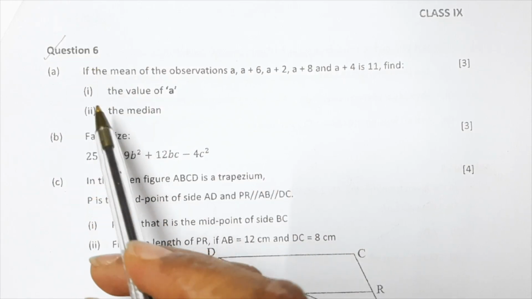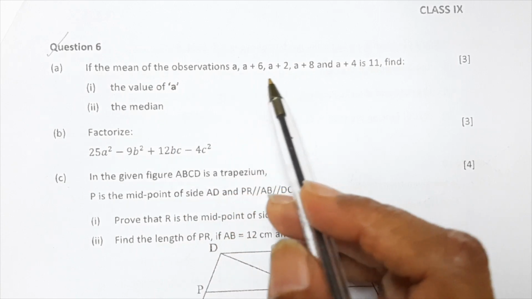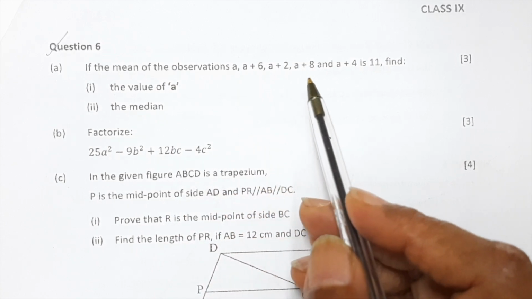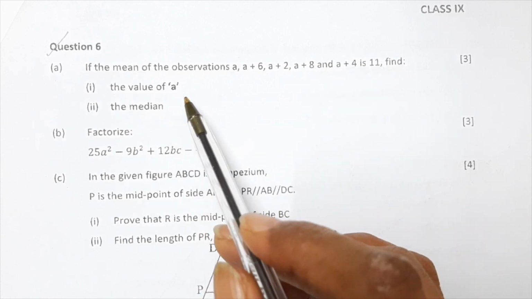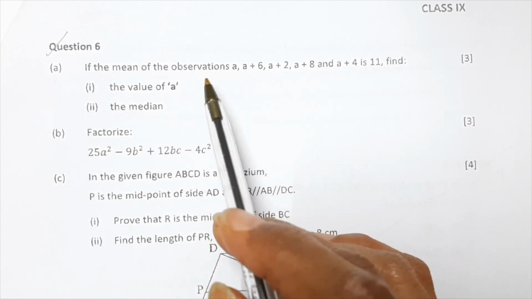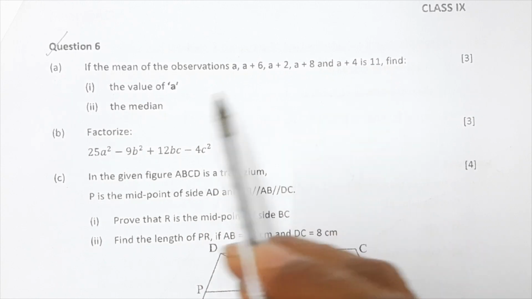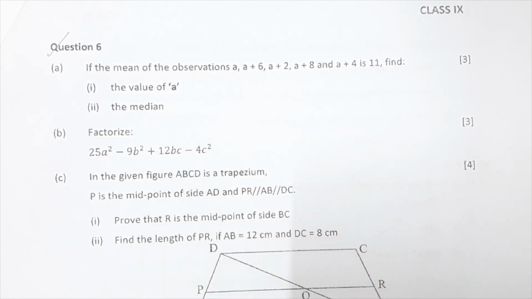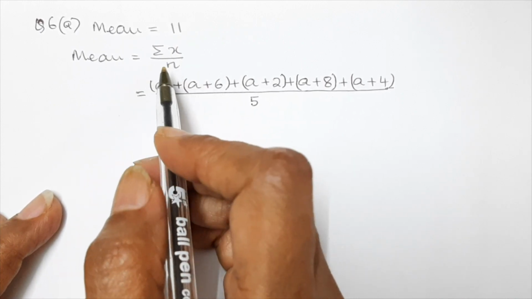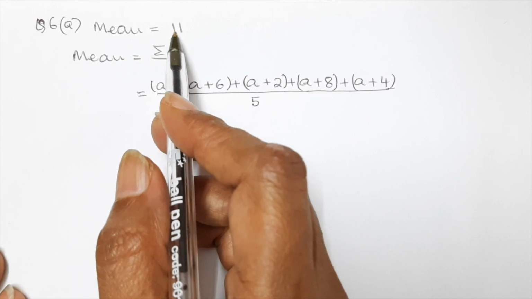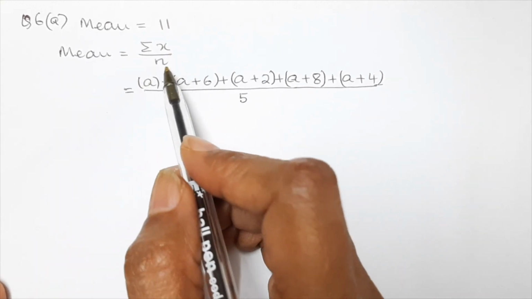Now we come to question number 6. A. If the mean of the observations A plus 6, A plus 2, A plus 8 and A plus 4 is 11, find the value of A and the median. So first of all, we will write all these observations. We'll write what is the mean, and then we'll proceed to find A. So we've written mean 11 and the formula for mean, because if mean is given as 11, we need to know the formula for mean, which is sigma x upon n.